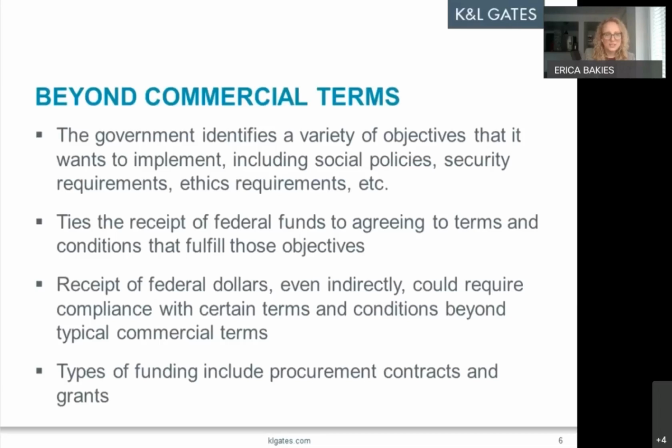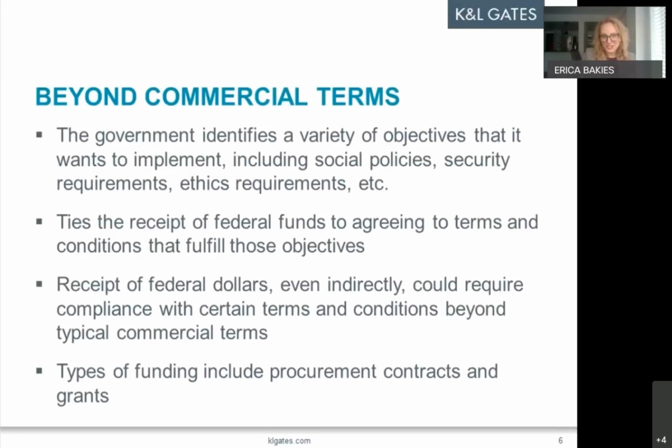Okay, so we're beyond commercial here. The government has a variety of interests that it wants to protect and also objectives that it wants to achieve. So examples include affirmative action requirements, increasing opportunities for veterans, eradicating corruption, understanding executive compensation, prohibiting texting while driving. The list literally goes on. So a very easy way for the government to implement these policies is to tie them to the receipt of federal funds. So basically, in exchange for these federal funds, recipient, you will agree to meet whatever terms the government put in your contracting vehicle.